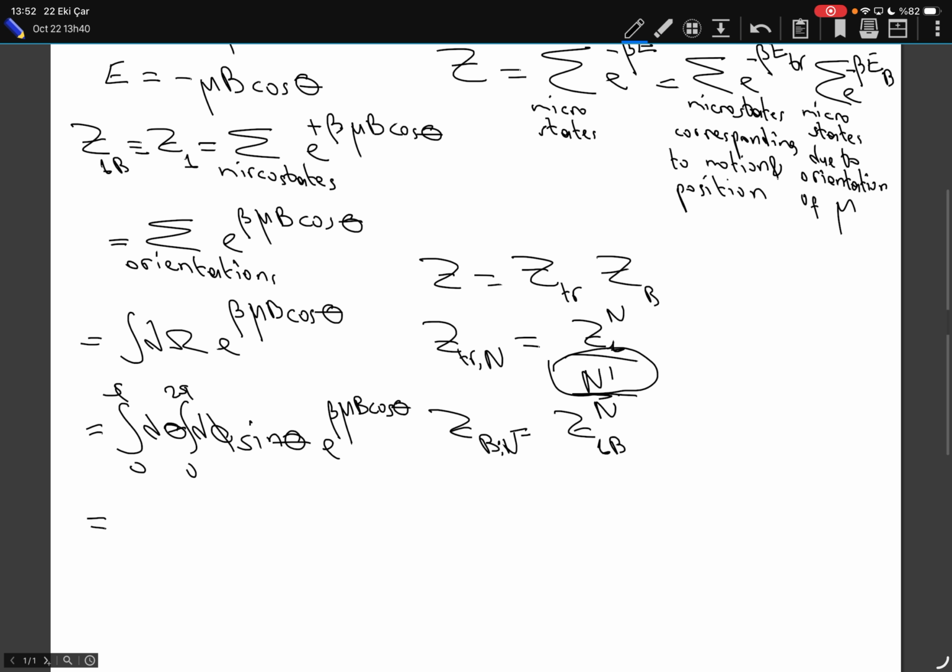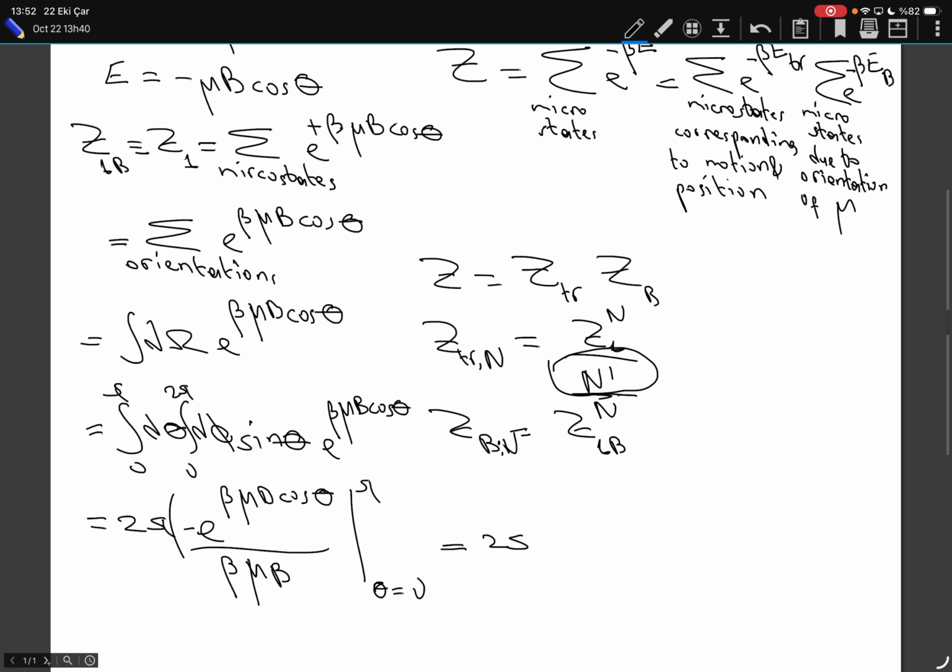So now the phi integral is trivial. It gives me 2 pi. The theta integral is also almost trivial because sine theta is the derivative of cosine theta. So that integral is e to the power beta mu b cosine theta with a minus sign, divided by beta mu b, when theta goes from 0 to pi, times 2 pi. When theta is equal to pi, cosine theta is minus 1. When theta is equal to 0, it is plus 1. So we get 2 pi times e to the power beta mu b minus e to the power minus beta mu b, divided by beta mu b.